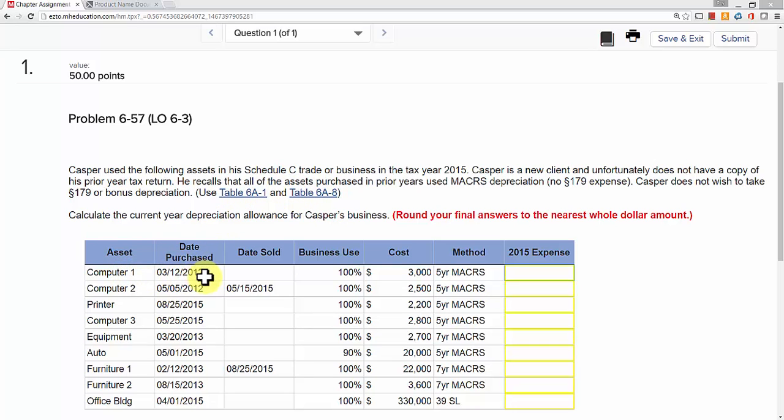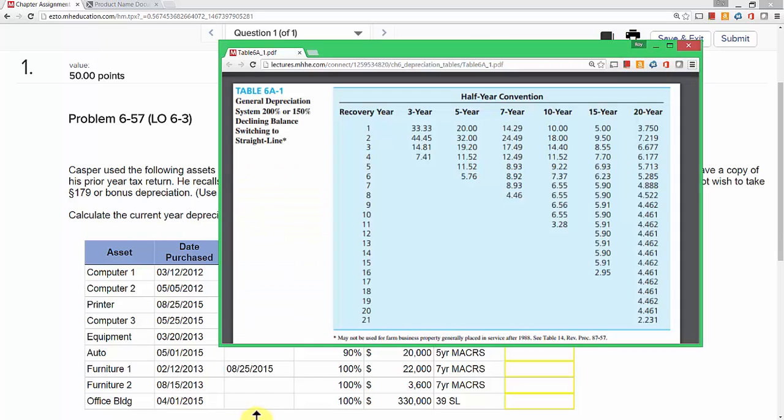A computer purchased in 2012. Now, again, we're not calculating the 2012 depreciation, but the 2015. So using this table 6A, the computer would be a 5-year class life. And in 2012, the year the computer was purchased, we would deduct 20% as depreciation. So this is 2012, 2013, 2014. For 2015, we get an 11.52% depreciation rate.